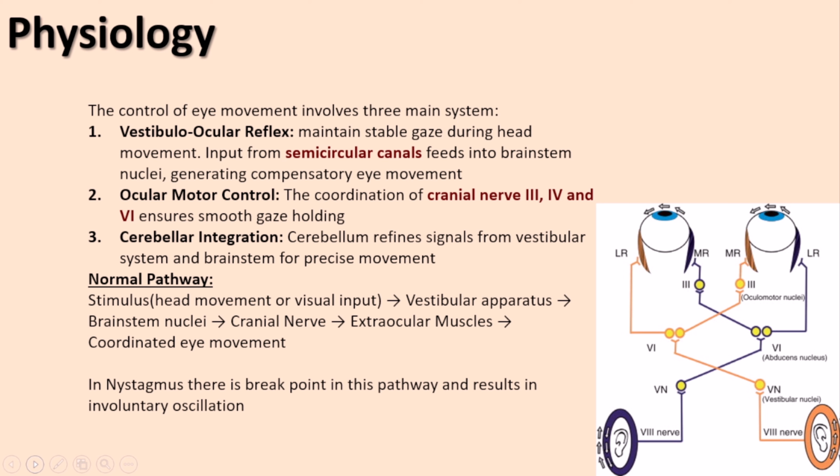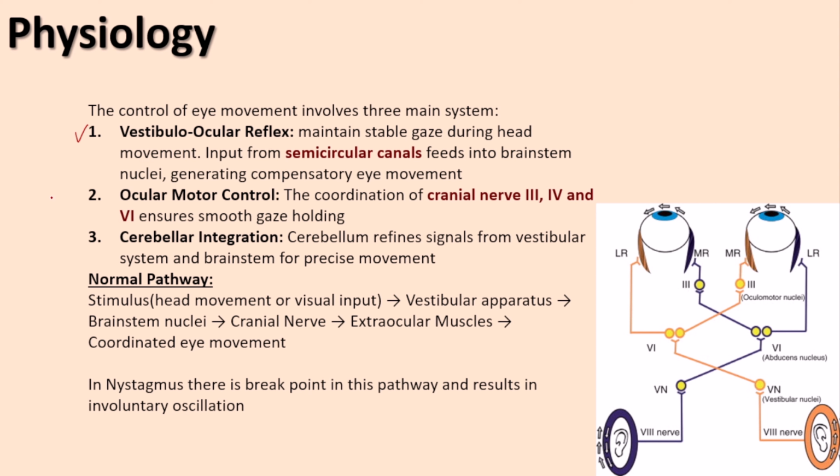So before we dig into the nystagmus and pathology of nystagmus, we have to understand the physiology of eye movement. And we have three main components that are crucial for you to understand the nystagmus. First of all, we have vestibulo-ocular reflex, and this is extremely crucial, and I'm going to explain this in the next slide. But basically, vestibulo-ocular reflex maintains the stable gaze during the head movement. We have input from semicircular canal feeding into the brainstem nuclei, and this generates the compensatory eye movement.